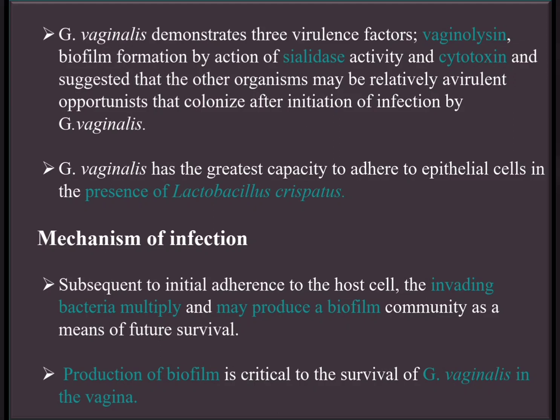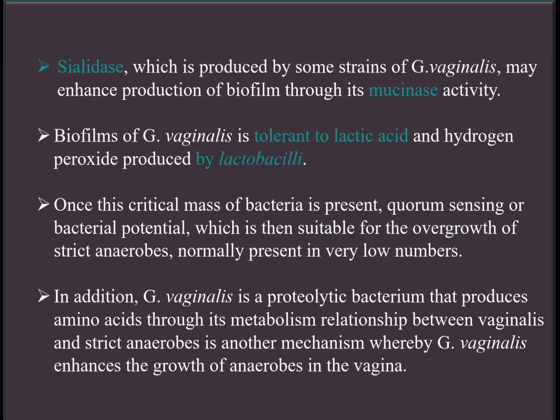Mechanism of infection: subsequent to initial adherence to the host cell, the invading bacteria multiply and may produce a biofilm community as a means of future survival. Production of biofilm is critical to the survival of G. vaginalis in the vagina. Celluloidase, which is produced by some strains of G. vaginalis, may enhance the production of biofilm through its mucinase activity. Biofilm of G. vaginalis is tolerant to lactic acid and hydrogen peroxide produced by lactobacilli.